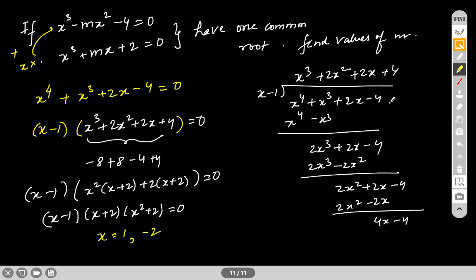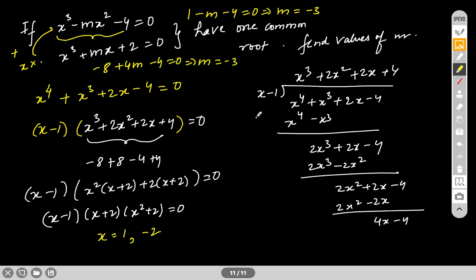If you put a 1 over here, you get 1 minus m minus 4 is 0. That means m is equal to minus 3. This will also give you the same, so you don't have to put it in both places. If you put a minus 2 here, what do you get? Minus 8 plus 4m minus 4... wait, minus 8 plus 8 plus 4m minus 4 is 0. Again m is minus 3. So minus 3 is the only value for which it can have a real root. So the answer is m is minus 3.